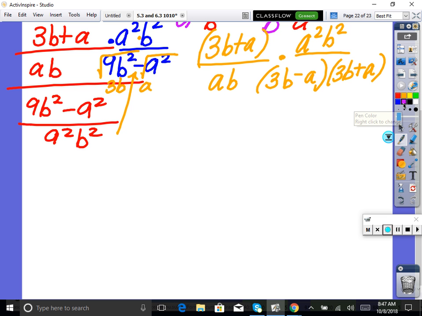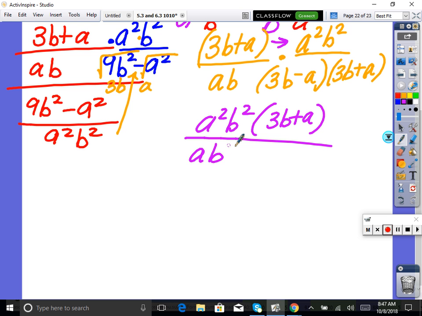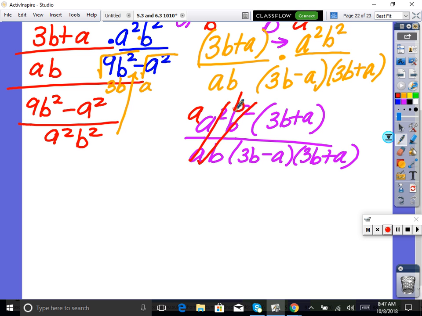So now we multiply straight across. I like to put the a squared b squared in front. It's just prettier. Times 3b plus a. On bottom, I have an ab. I have 3b minus a, 3b plus a. We're not asking you to restrict, so now all you have to do is divide out exact factors. So this would divide out to become an a on top. This would divide out to become a b on top. These would divide out. So left on top was an a and a b. Left on bottom was 3b minus a.